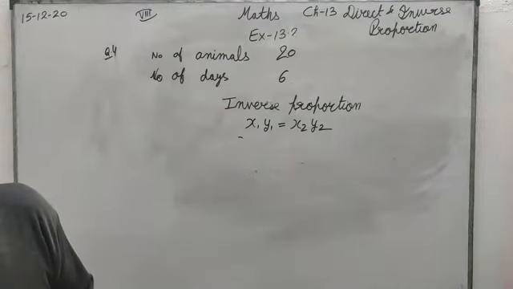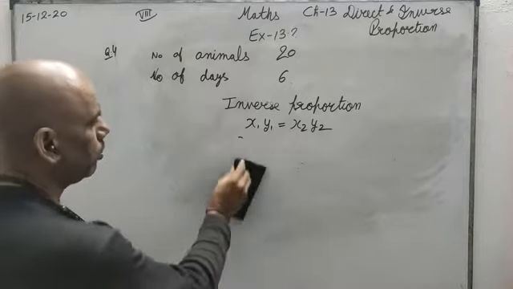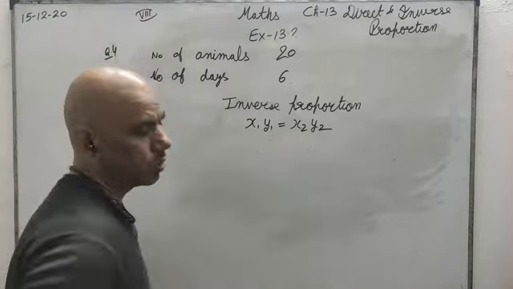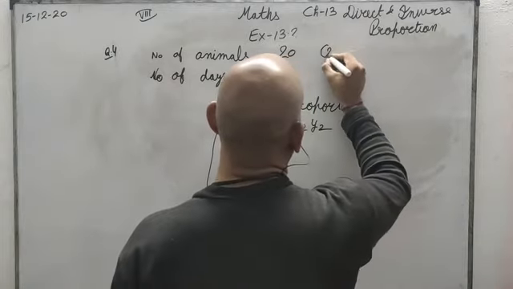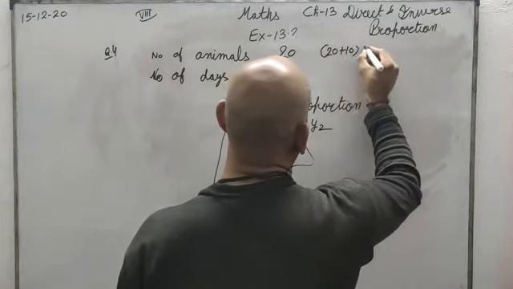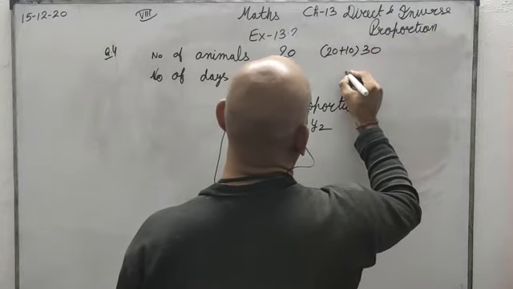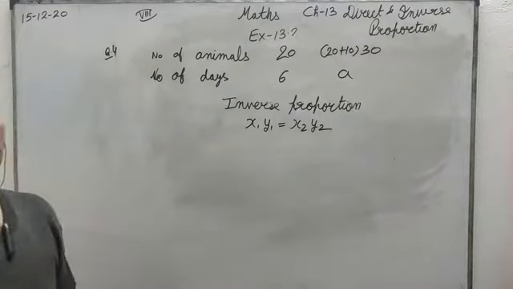How long would the food last if there were 10 more animals in his cattle? Now 10 more animals have come. So earlier he was having 20 animals. Now 10 more animals have come. So now how many animals he has? 20 plus 10, that is 30 animals. And then you will have to calculate how many days it will go for.